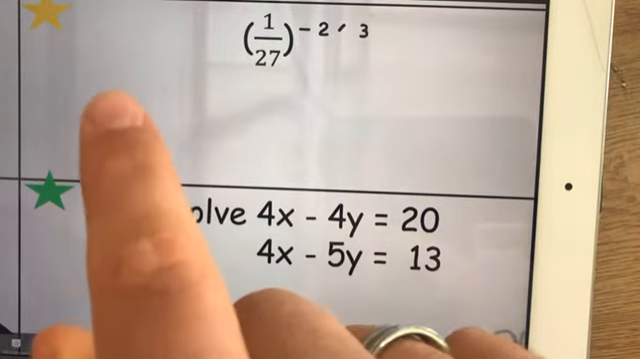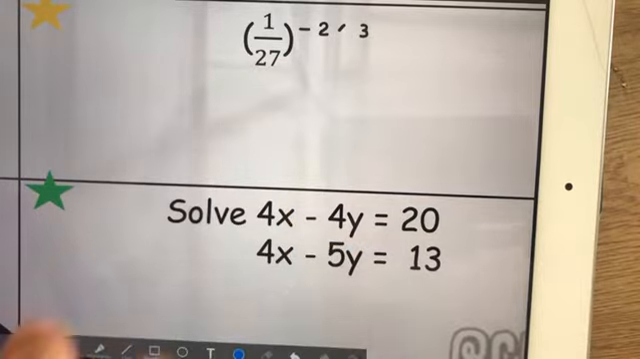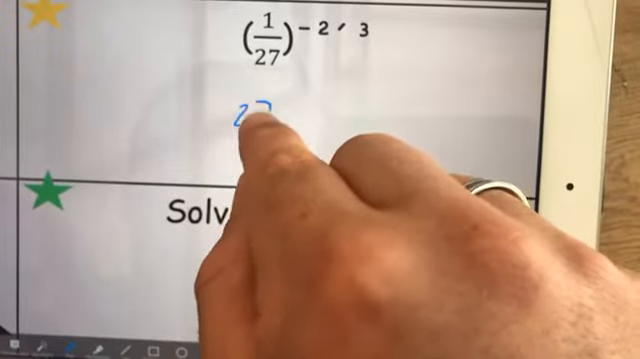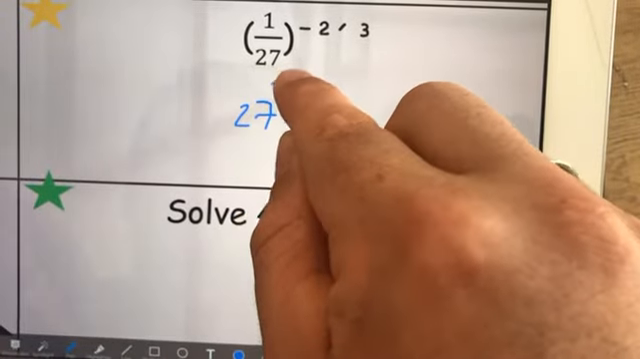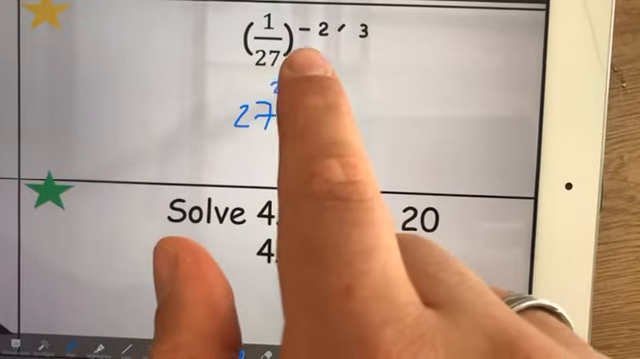What that means is you either do 1 over whatever it is, or you flip it upside down if it's already a fraction. It's already a fraction, so I'm going to change it to 27 over 1, which is just 27. So 27 to the power of 2/3. Okay, easy stuff. We've used the first one already.